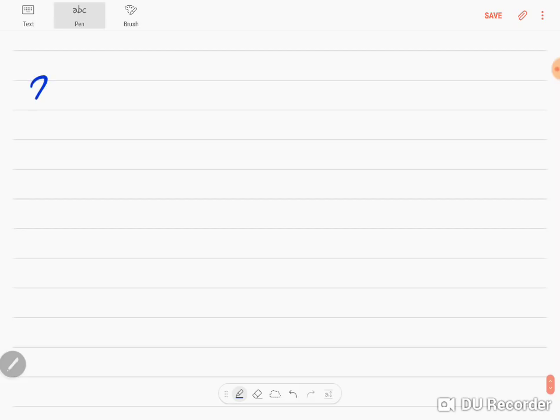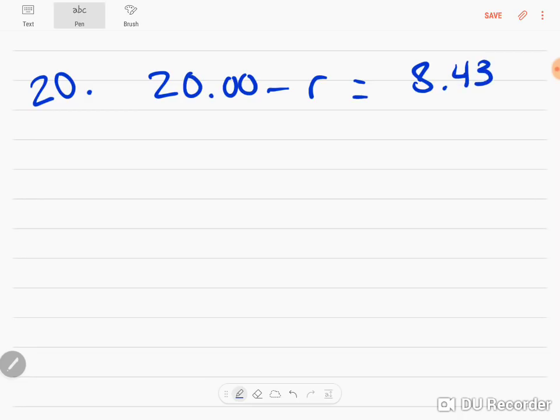And finally, our last question, 20. I got 20 minus r equals 8.43. All right, what you want to do, I'm actually going to switch this problem up. I'm going to say plus r. Plus r. I know your paper says minus r, but I'm going to say plus.